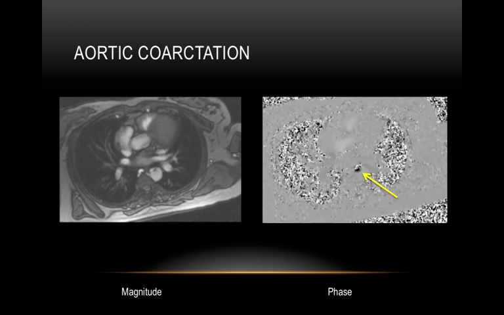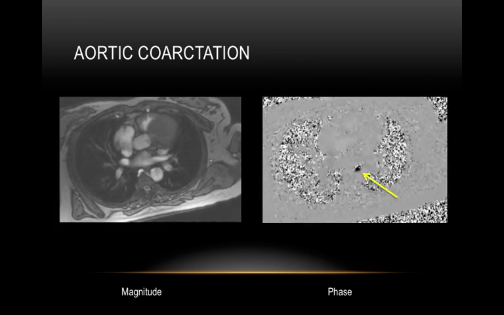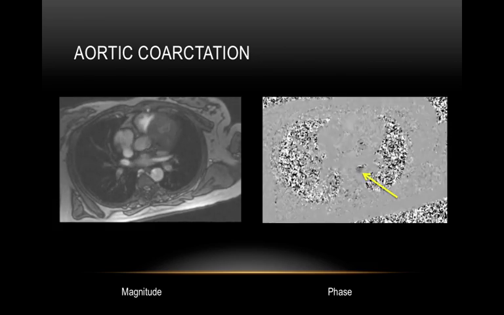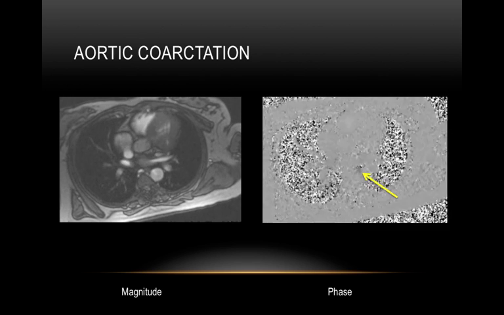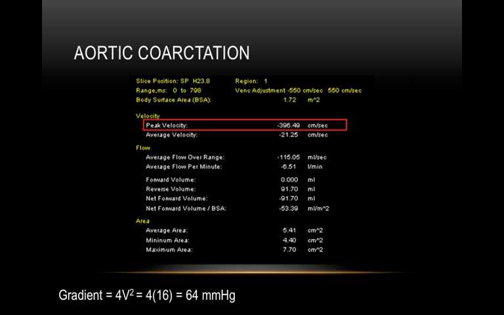Here's a case of aortic coarctation. You can see the flow in the descending aorta on the phase image where there's a black jet. We can do quantification at this level, and we can see that the peak velocity at the level of the jet in the descending aorta was almost 4 meters per second, 396.5 centimeters per second. Therefore, if we plug it into the simplified Bernoulli equation, we get 4v squared. That's 4 times 4 squared, which is 4 times 16, or 64 millimeters of mercury gradient.